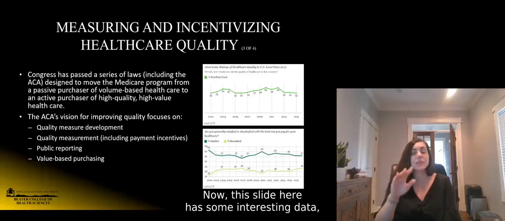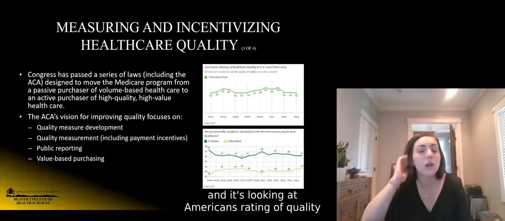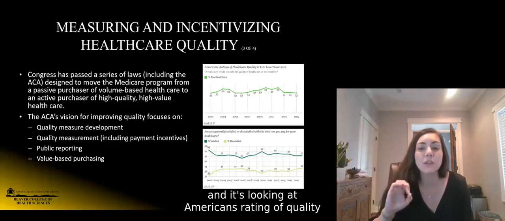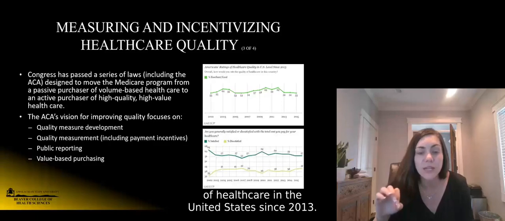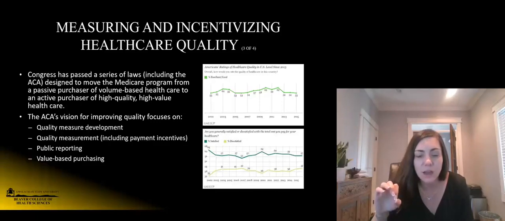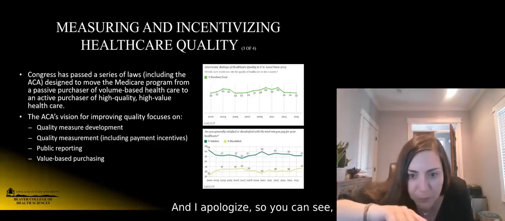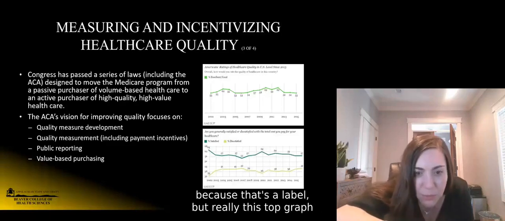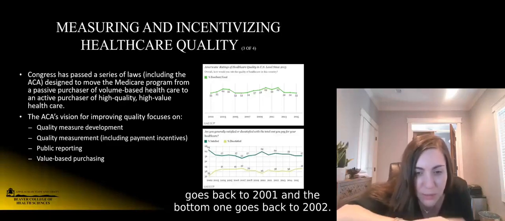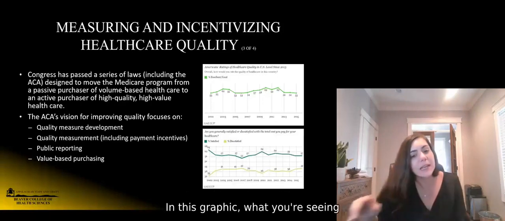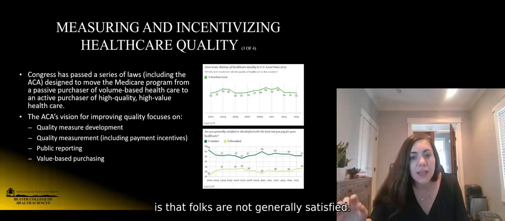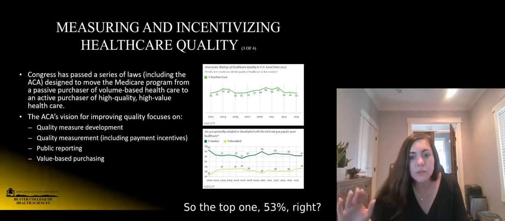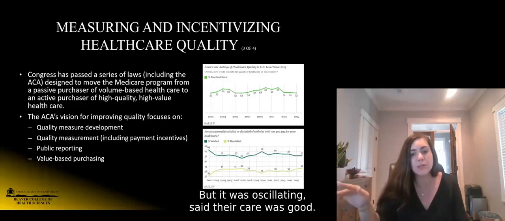Now, this slide here has some interesting data if you look at the far side, and it's looking at Americans' rating of quality of healthcare in the United States since 2013. And I apologize, because I said since 2013 because that's a label, but really this top graph goes back to 2001 and the bottom one goes back to 2002. In this graphic, what you're seeing is that folks are not generally satisfied. So the top one, 53%, right, but it was oscillating, said their care was good.